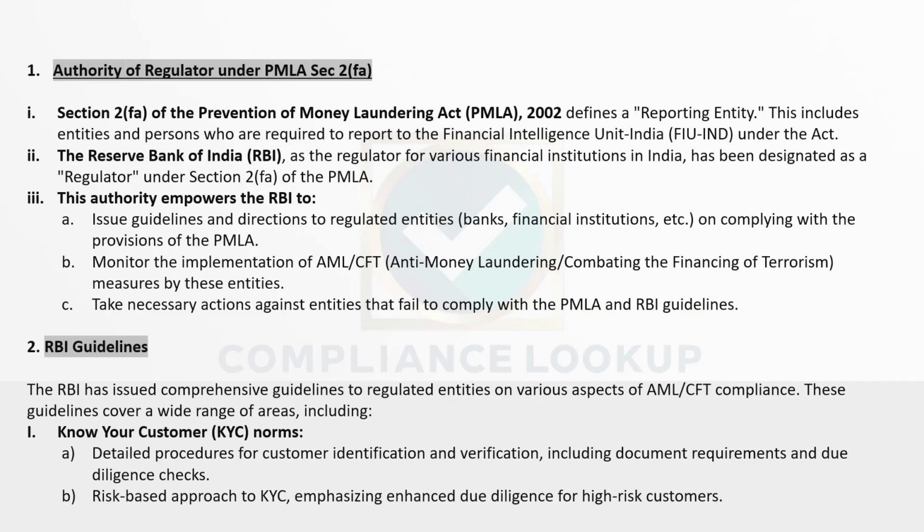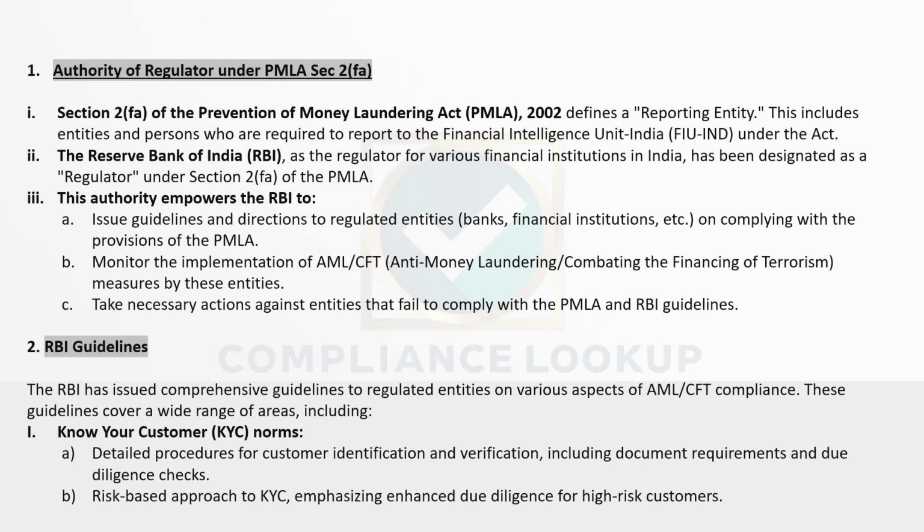1. Authority of regulator under PMLA Section 2FA. Section 2FA of the PMLA 2002 defines what a reporting entity is. These are entities that must report suspicious financial activities to the Financial Intelligence Unit India, FIU-IND. This includes banks, financial institutions, intermediaries like stockbrokers, chit fund companies, and others involved in financial activities. RBI as a regulator: the Reserve Bank of India, RBI, has been designated as a regulator for these entities. This means that the RBI is responsible for ensuring that these institutions follow PMLA provisions and AML/CFT measures.